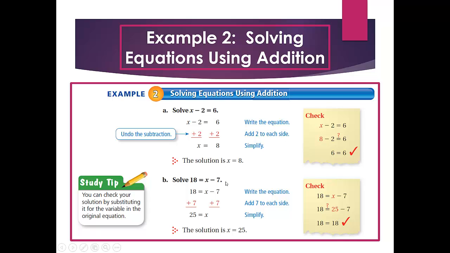For B, we have solve 18 equals x minus 7. We're going to solve this by undoing the subtraction by adding 7 to each side. When we add 7 to the left-hand side, 18 plus 7 is 25. And we add 7 to the right-hand side, we just have x. So 25 equals x, or you can say x equals 25. If you substitute this back in, 25 minus 7 is 18.